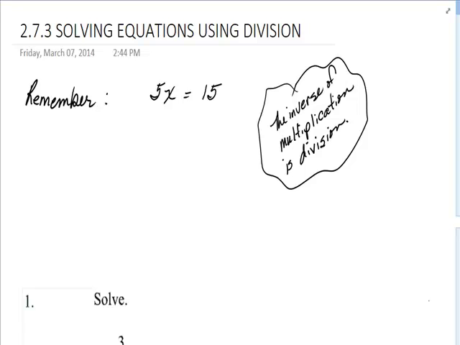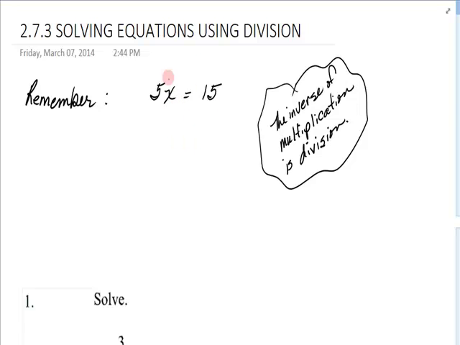Now that we have worked with dividing fractions, we're going to use that in another area that we've studied. We're going to solve equations using division, but this may involve division of fractions. All right, let's go back and review something we've done in the past.